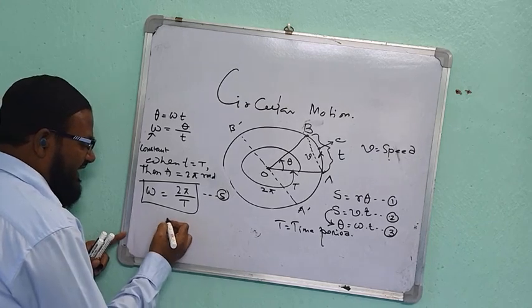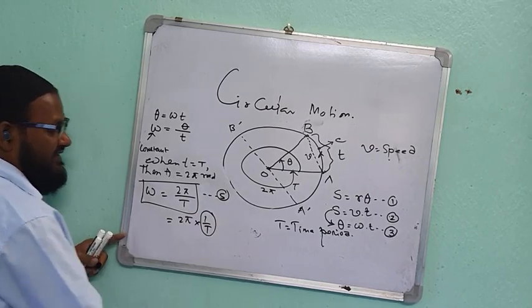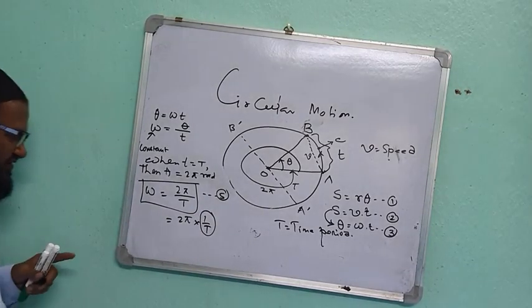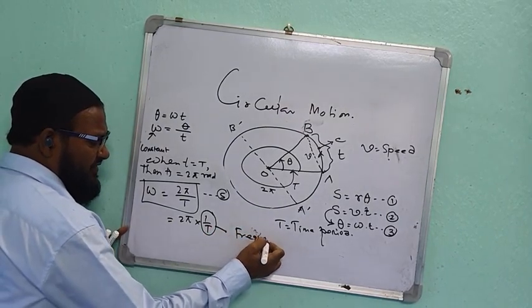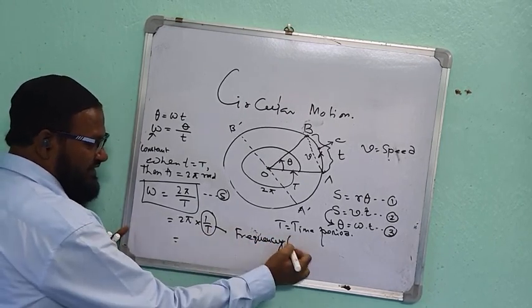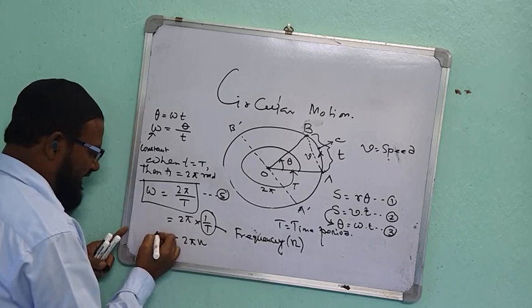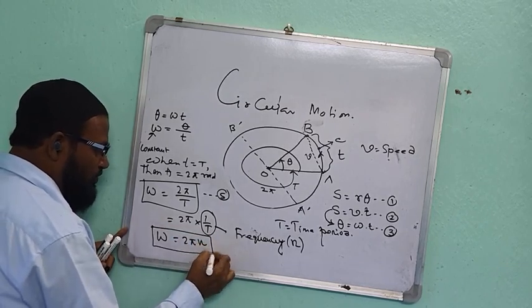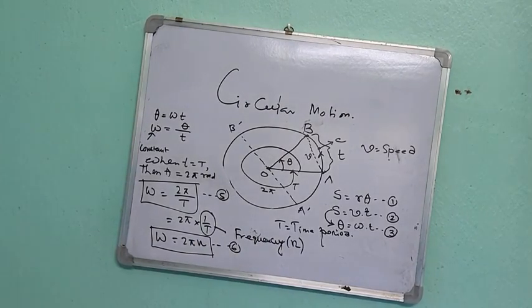In this equation there is 2 pi, and this 1 by T is known as frequency. I am writing it here as n. So what is the formula? Omega equal to 2 pi n. This is equation number 6: omega equal to 2 pi n.